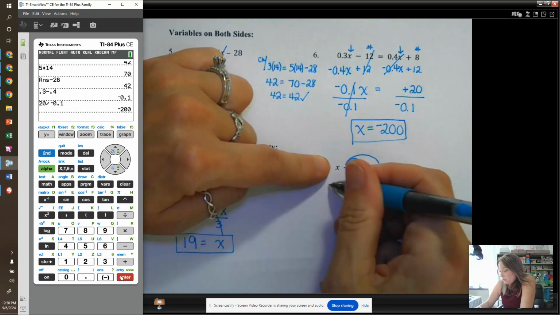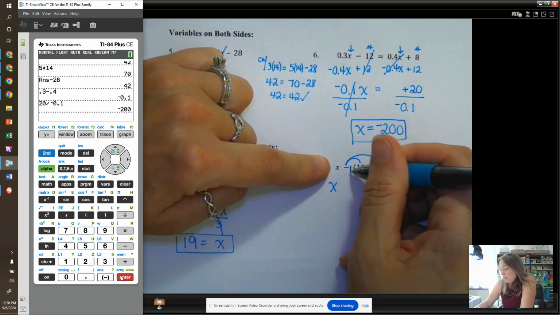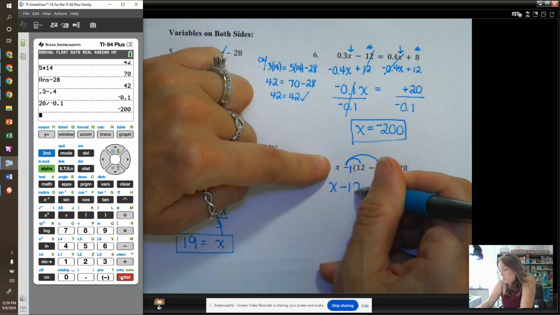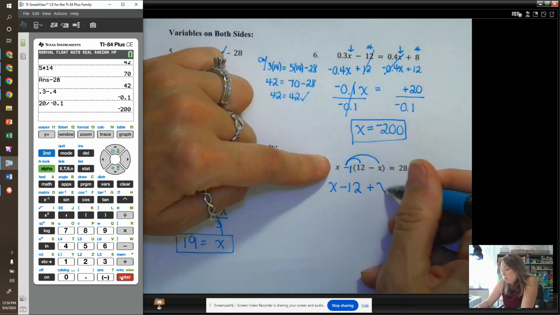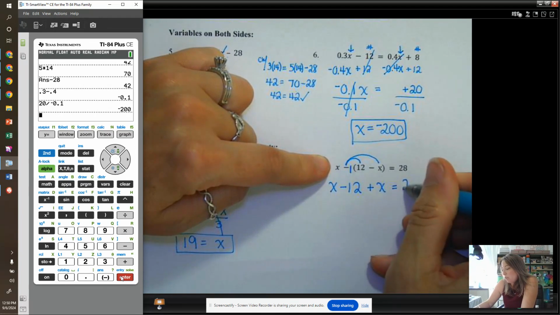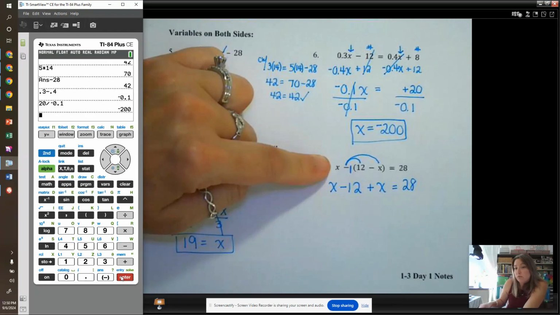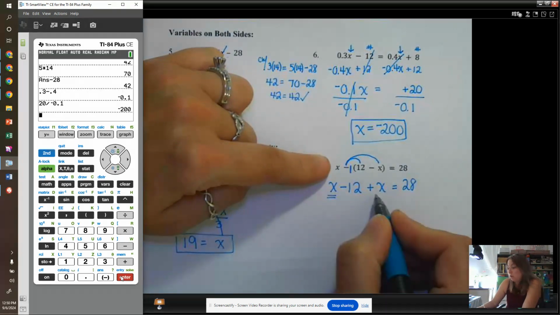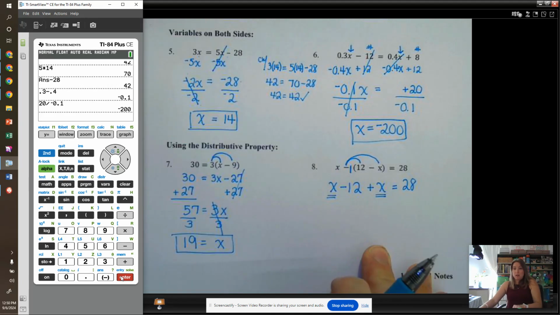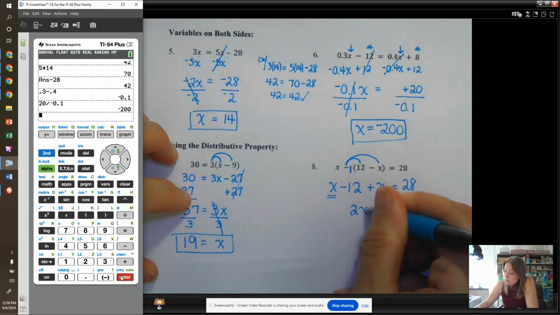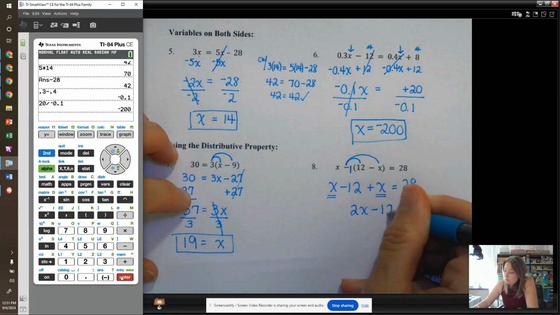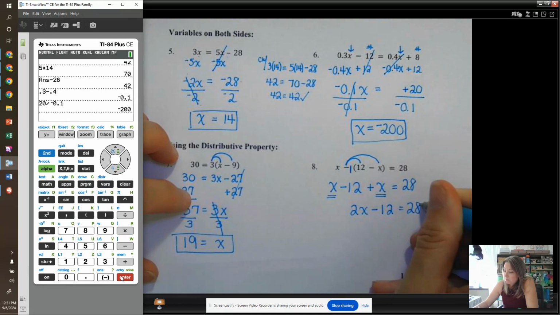So we bring down this x we haven't touched yet. -1 times 12 is a -12. -1 times -x, that's a positive x. Bring down your equal sign and your 28. Do you have two like terms on the same side of the equal sign? Yes, on the left-hand side, you've got an x plus an x. So those add up to 2x minus 12 equaling 28.